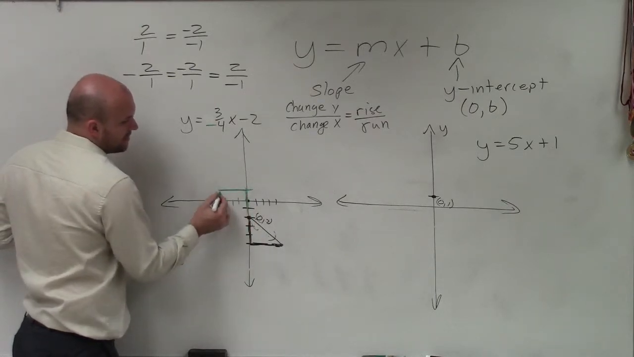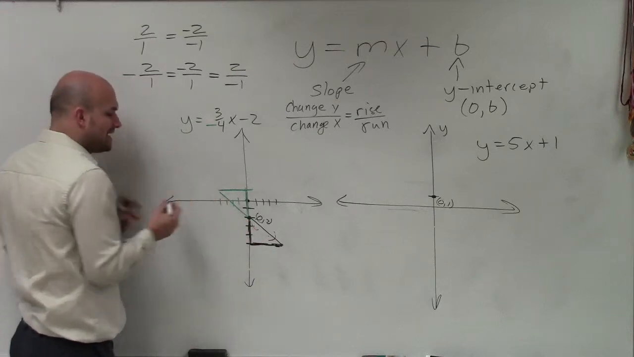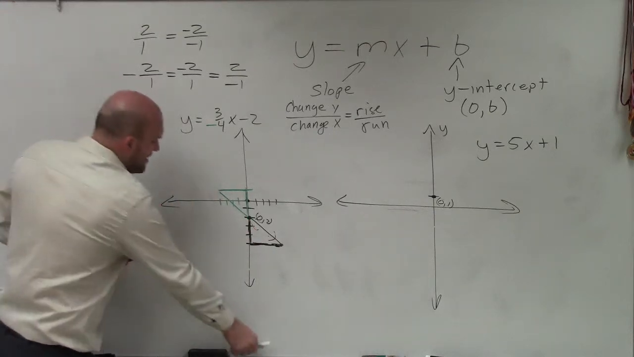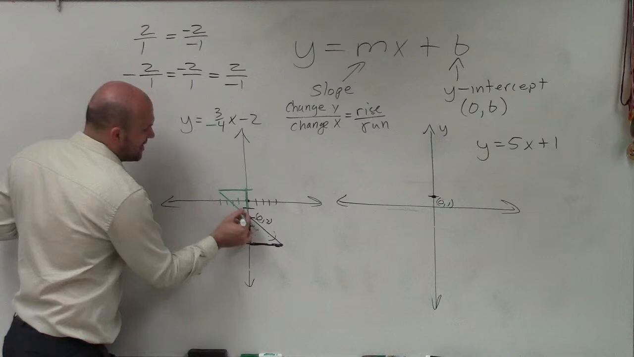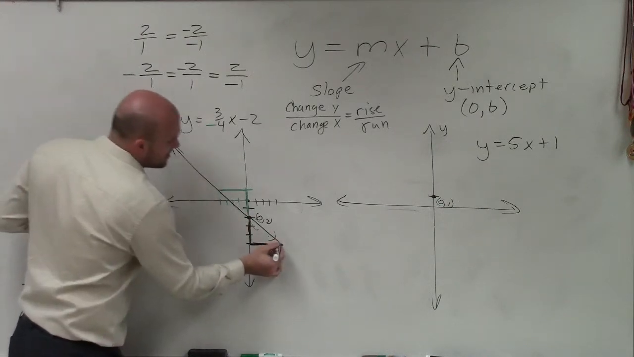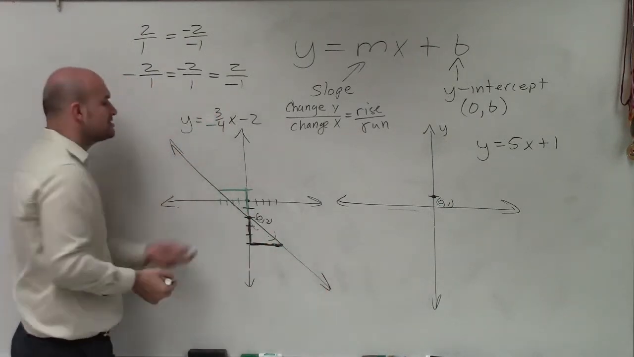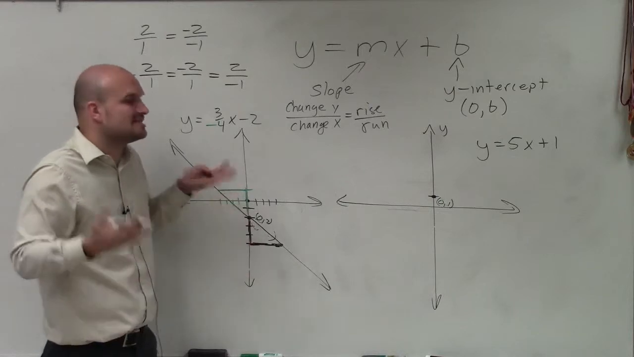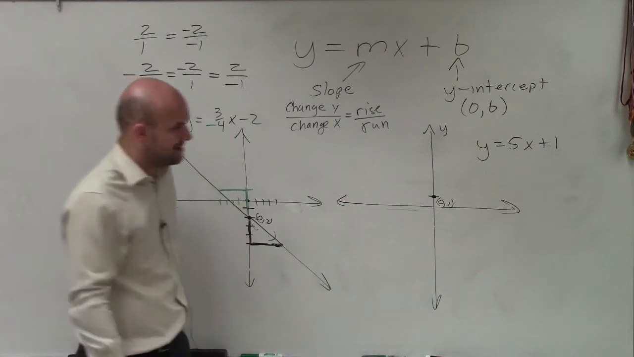And again, you can see that I've created a slope triangle, but if I were to extend these, which a line does, you can see that either way, the slope triangle for the negative or the positive is always going to be exactly the same.